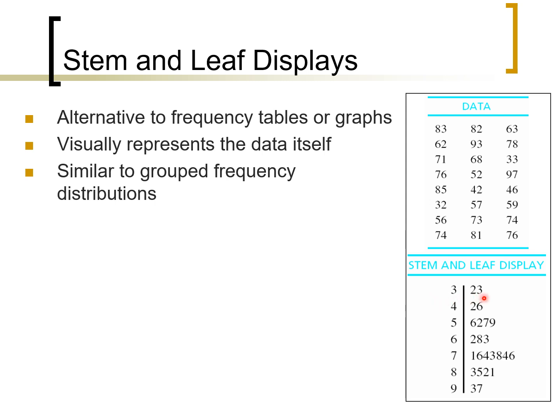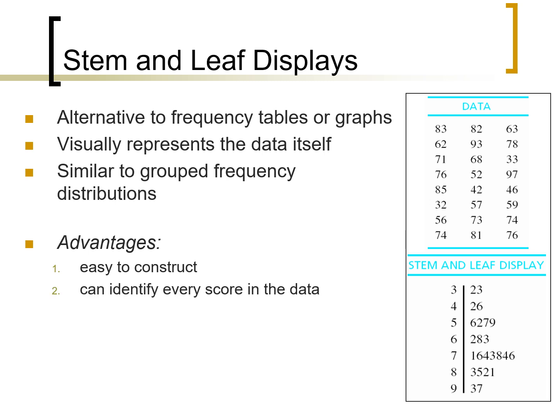So not just the frequency, 2 values in the 30s, but we know one is a 32 and one is a 33. So the advantage is that it's pretty easy to put together, and it identifies every score in the data. You know all the exact score values, which if you're using an interval histogram or polygon, you know how many within that range you have, but you don't know the exact values within that range.